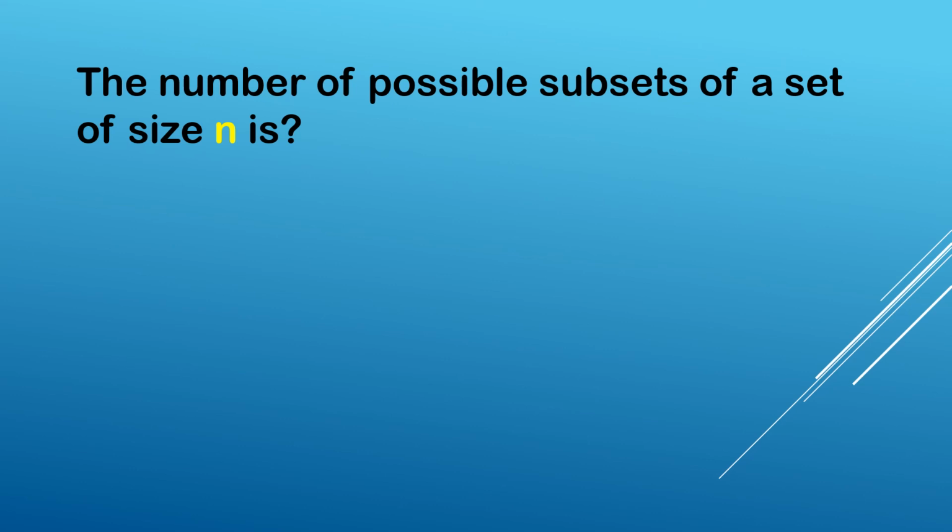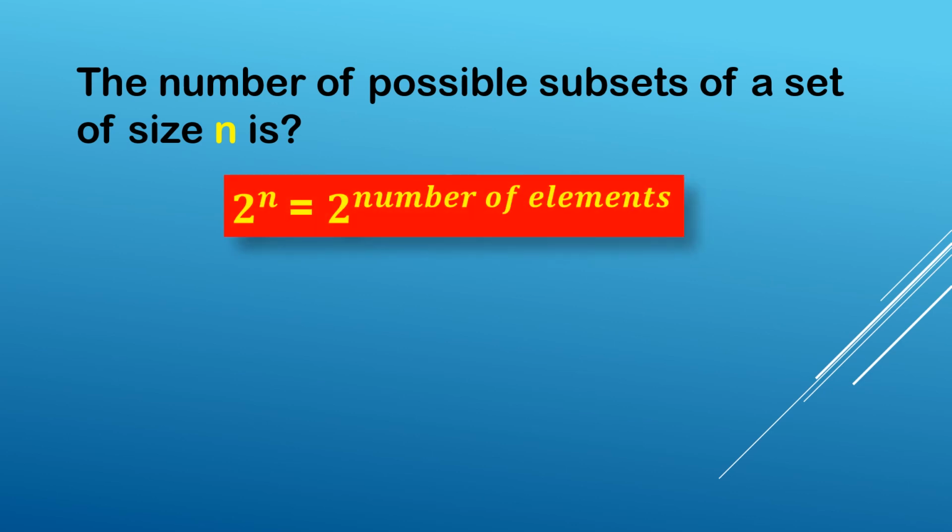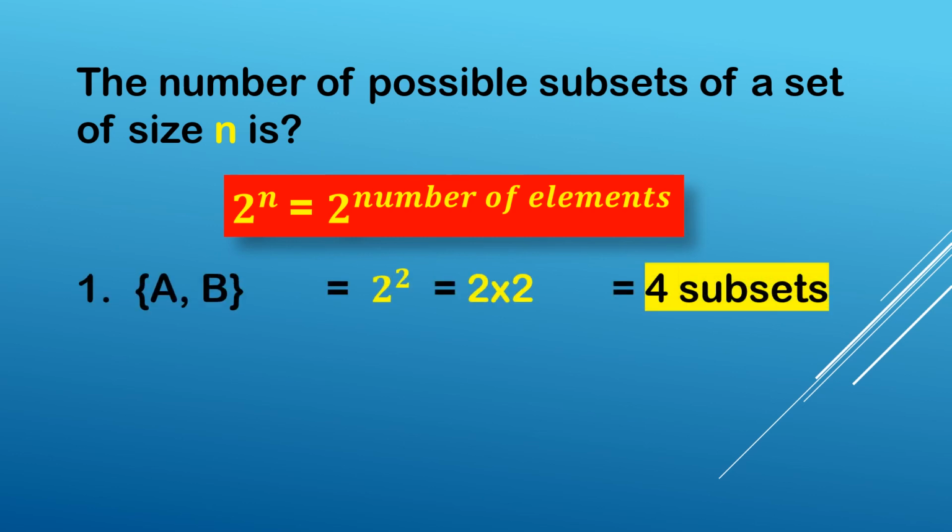The number of possible subsets of a set of size n is, so how do we determine the number of possible subsets na meron sa isang set? We will use this formula. 2 raised to the power of n, wherein n represents the number of elements. So, we are going to use this formula para malaman natin kung ilang possible subsets ang meron sa isang given set. So, gaya na lamang ng ginawa natin kanina, in our example, yung given na first is we have elements A, B, which contains 2 elements.